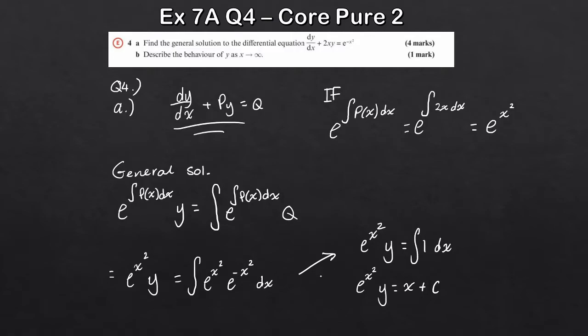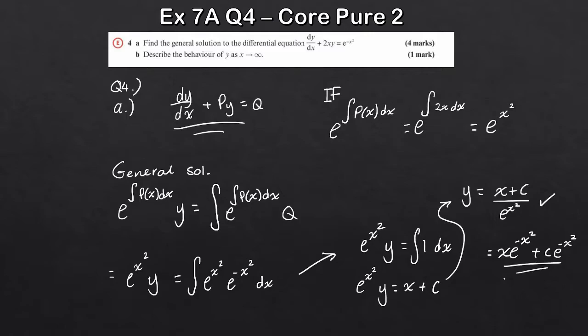Because e to the x squared y is equal to x plus c, we want the general solution, so we need to get it in terms of y. Therefore, my general solution will be y equals, dividing through by e to the x squared, x plus c divided by e to the x squared. That could also be written as x e to the minus x squared plus c e to the minus x squared. But that would be fine there as well. Just so you can see it, that's another way we could write it.